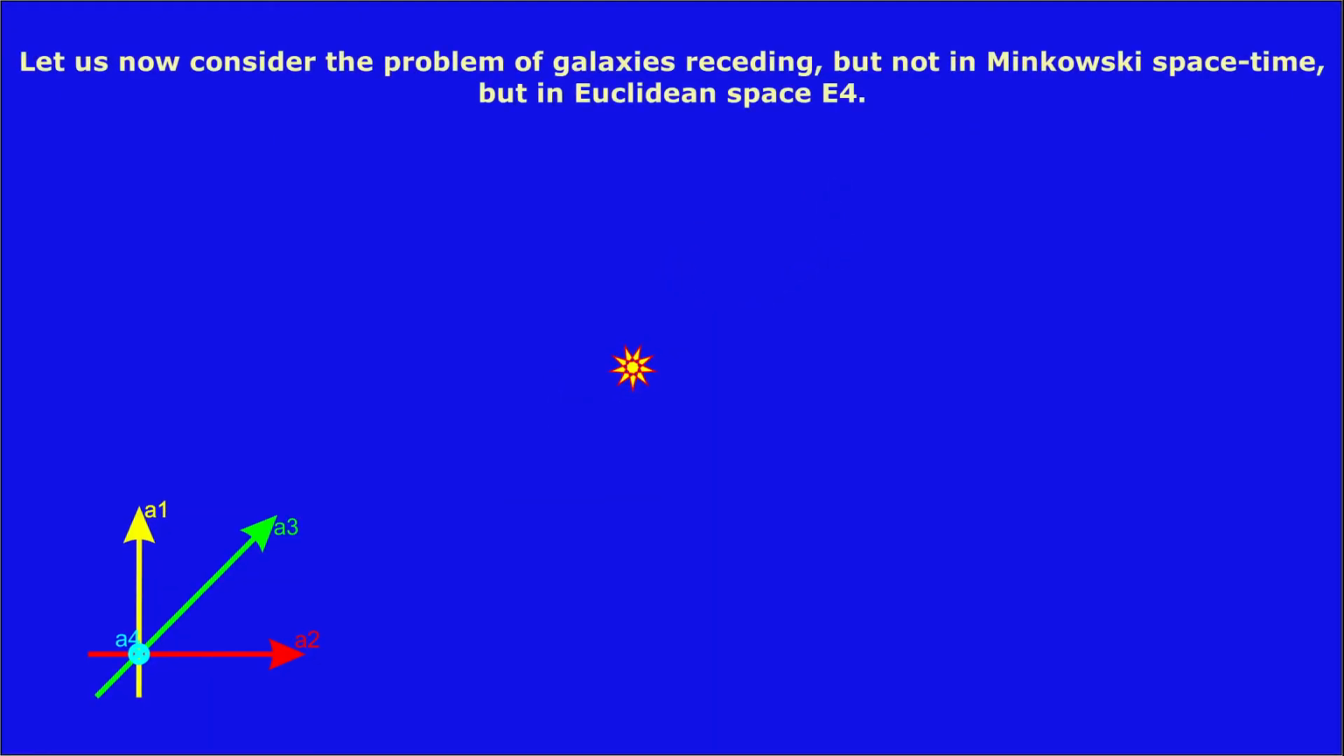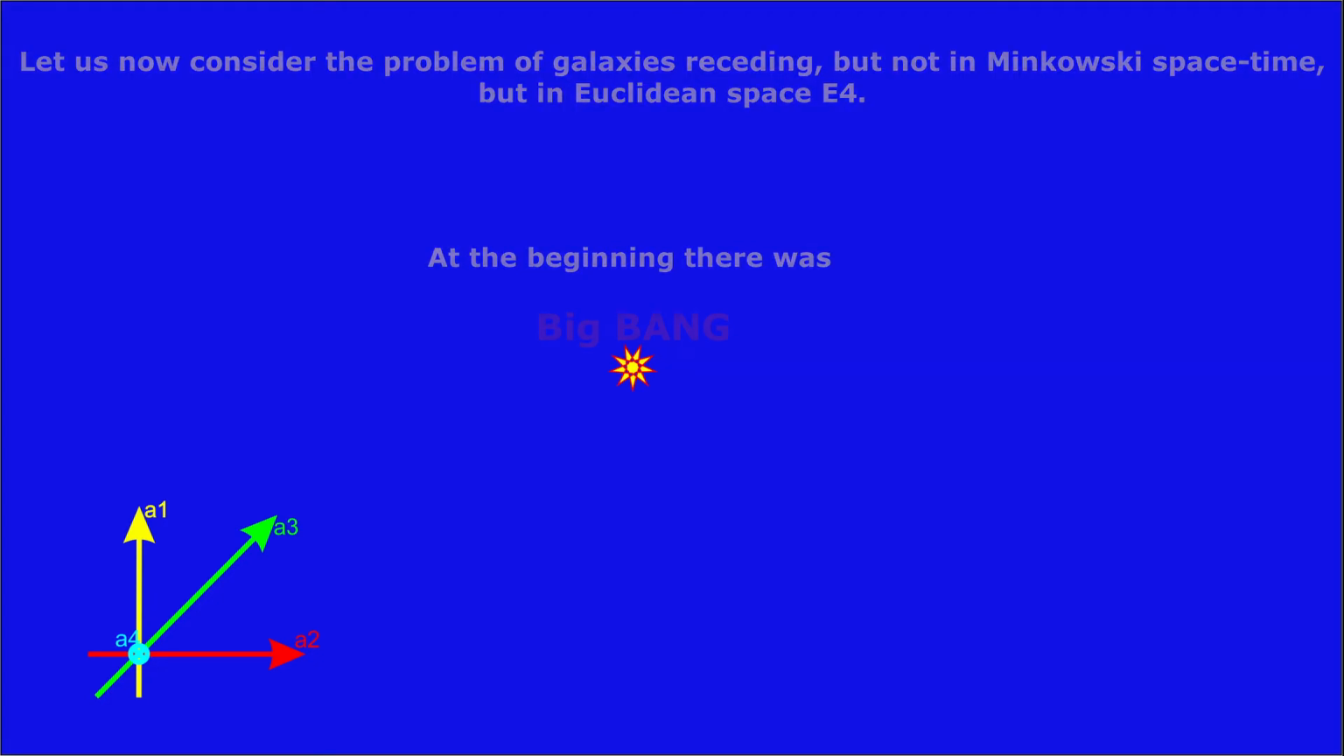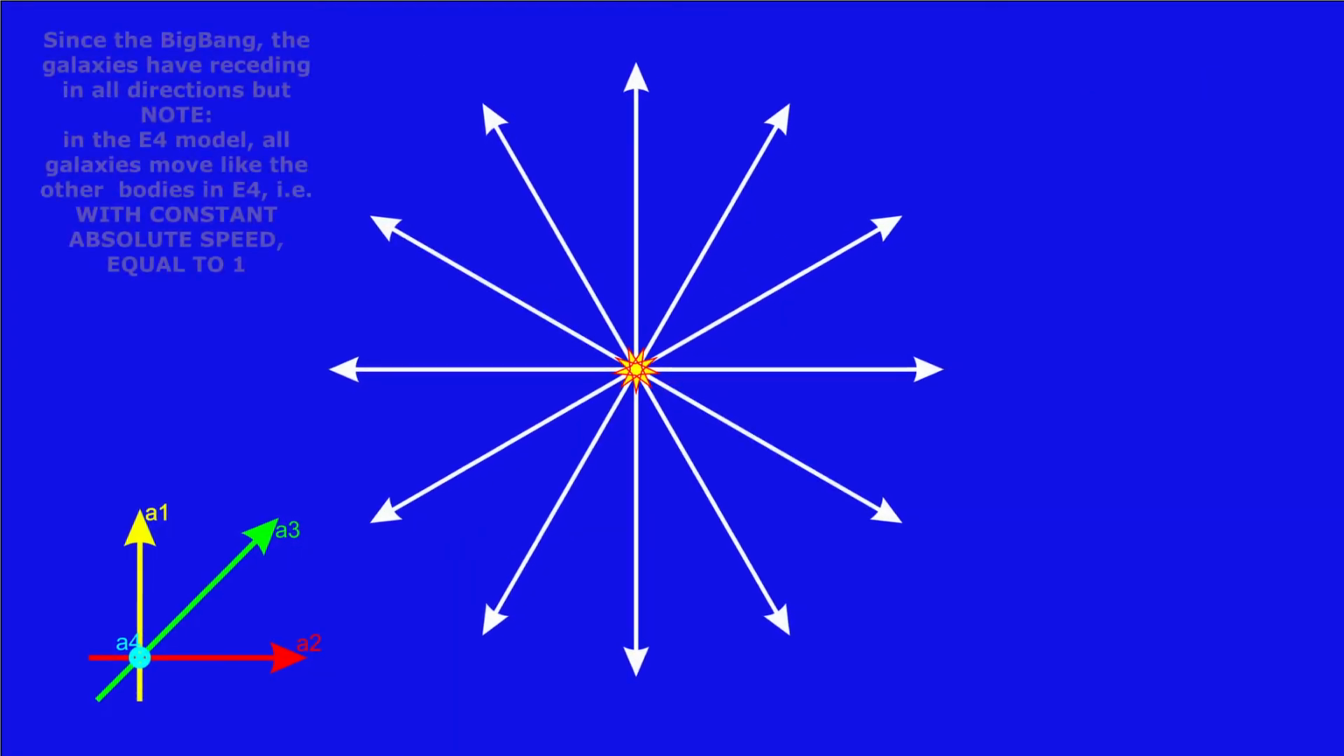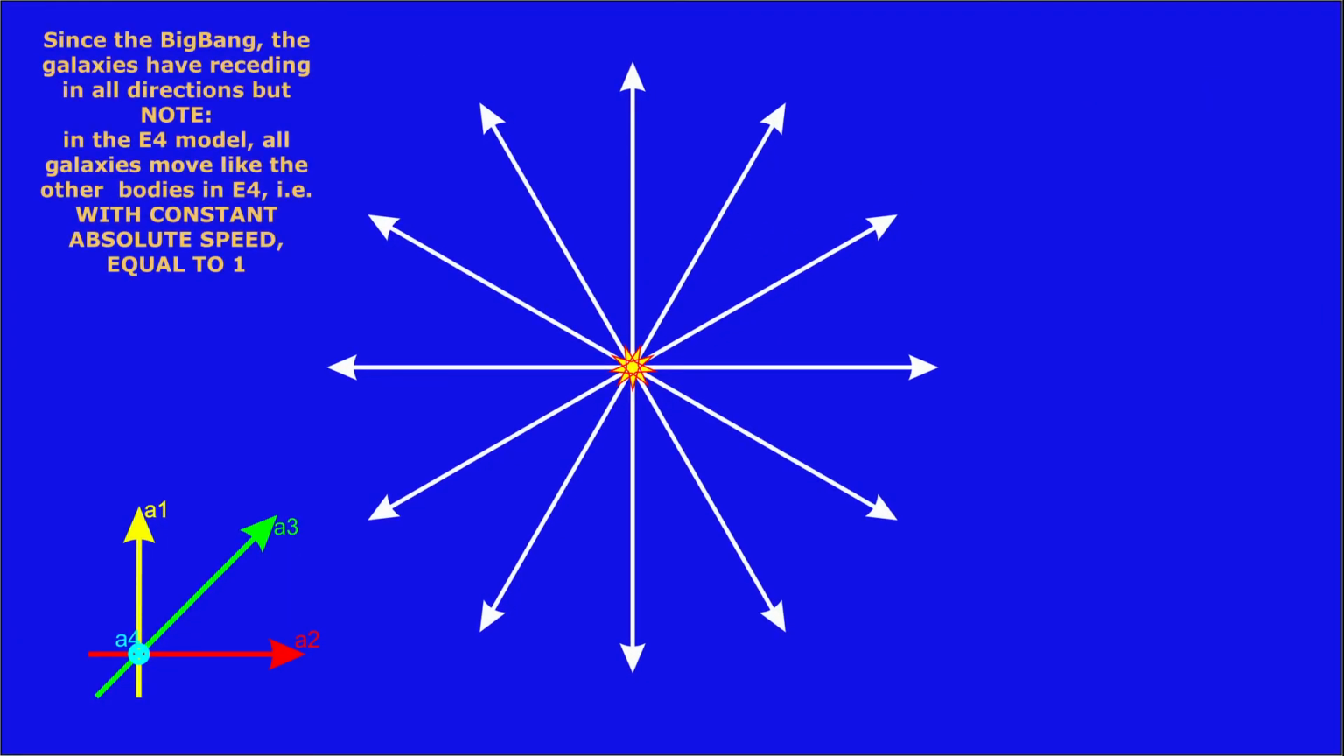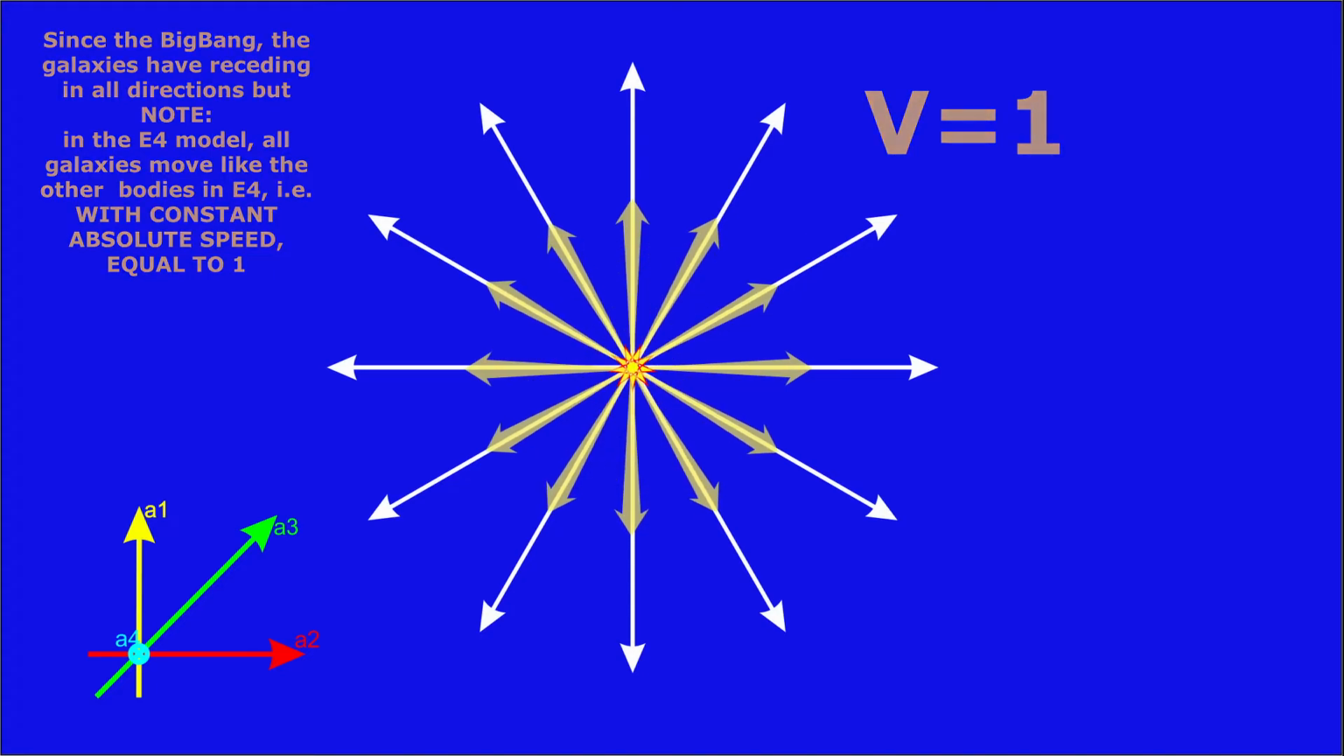Let us now consider the problem of galaxies receding, but not in Minkowski spacetime, but in Euclidean space E4. At the beginning, there was the Big Bang. Since the Big Bang, the galaxies have been receding in all directions, but note, in the E4 model, all galaxies move like the other bodies in E4, i.e. with constant absolute speed equal to 1.